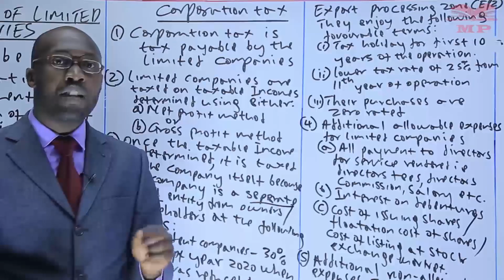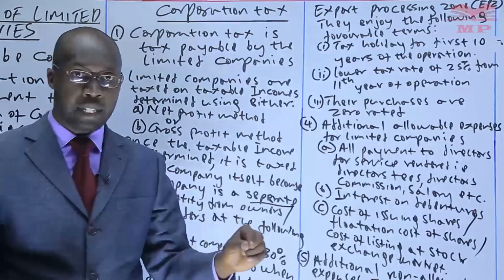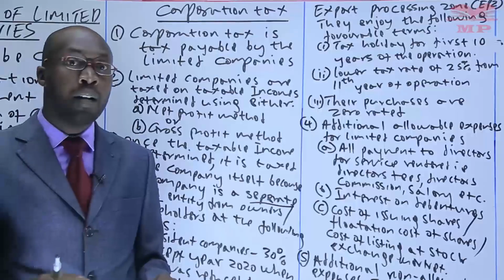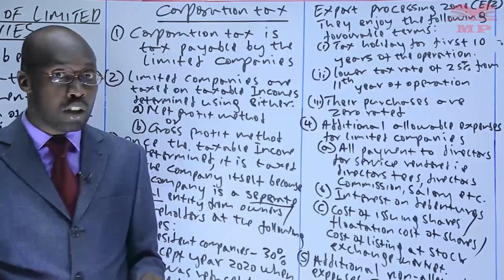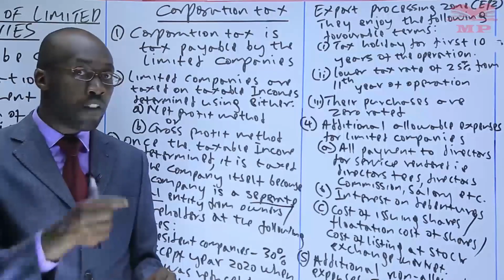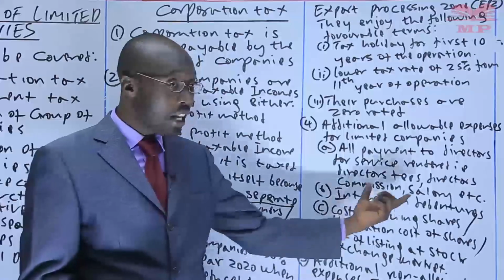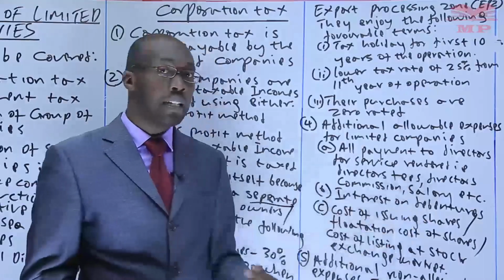Another one is interest on debentures. Debentures are usually a form of loan to a company, and only a company can issue debentures. A partnership or a sole proprietorship cannot issue debentures. So this is for the limited company. The interest that is usually paid for that loan, which you are calling the debentures, is supposed to be an allowable expense.